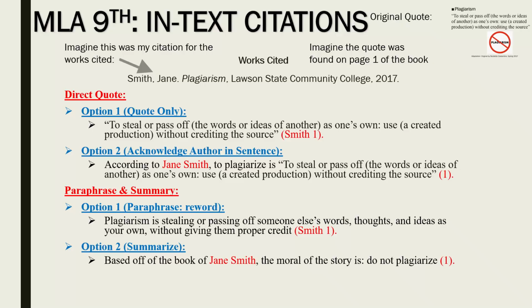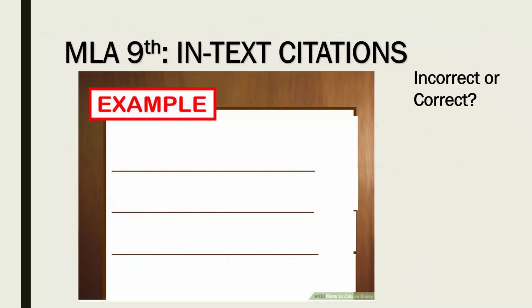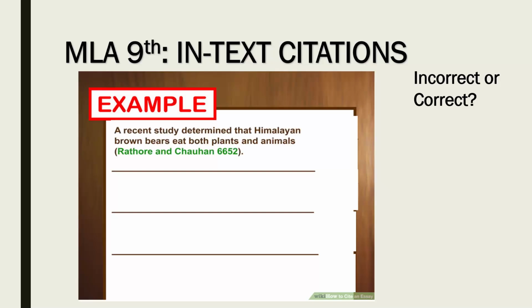Now let's test your knowledge. Which of these examples are correct? Looking at the first example, we see no direct quotation, so we can assume that the information we're reading is either a summary or a paraphrase of some information obtained from some source. In example number 1, there is an in-text citation at the end of the sentence, and it includes what appears to be two authors, Rothor and Chachan, which I'm assuming are their last names, with a locator in parentheses.